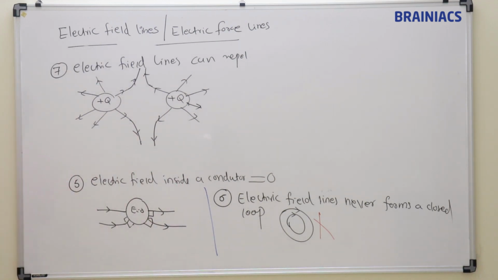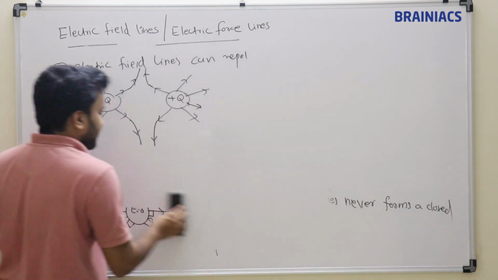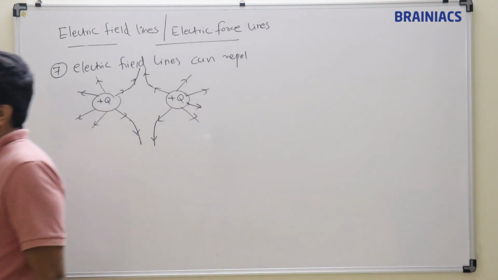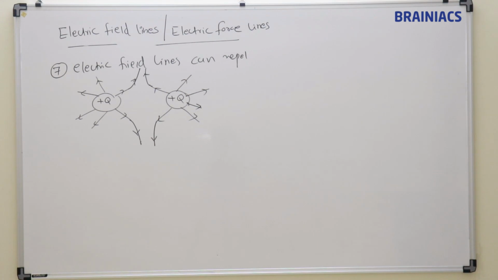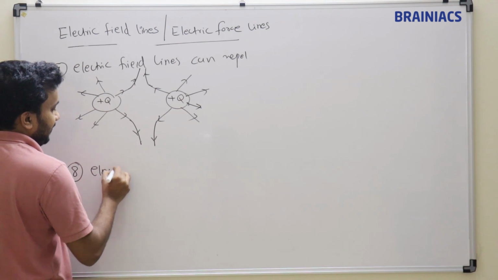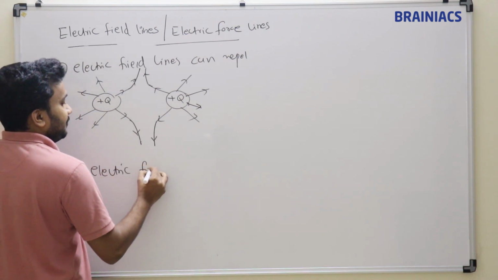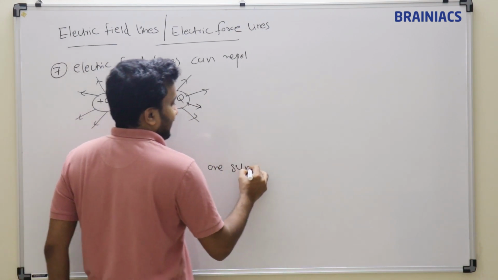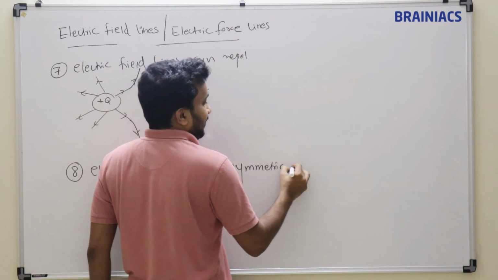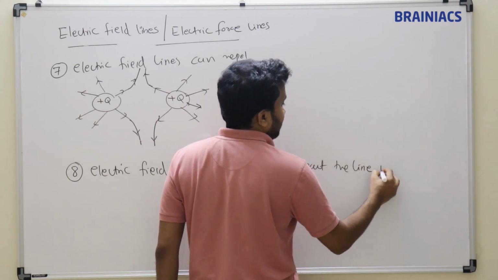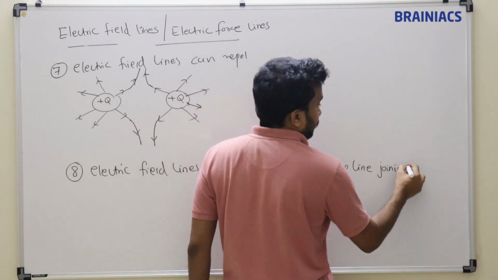I will move to the 8th point. So what about the 8th point? The 8th point represents that the electric field lines are symmetrical about the line joining the two charges. Symmetrical in the sense, let's write the 8th point. Electric field lines are symmetrical about the line joining of two charges.